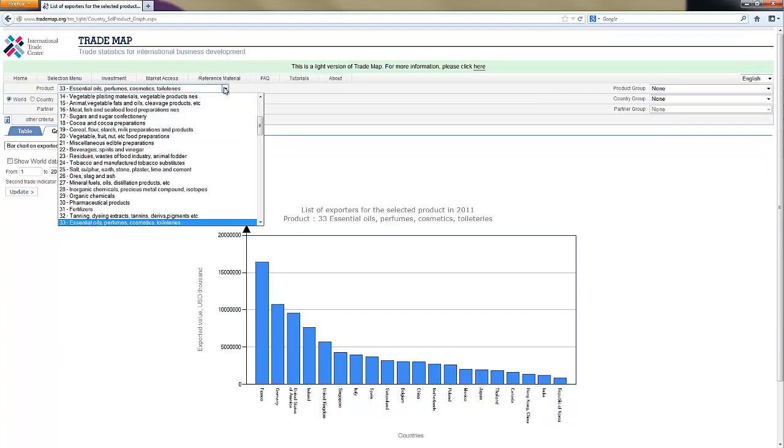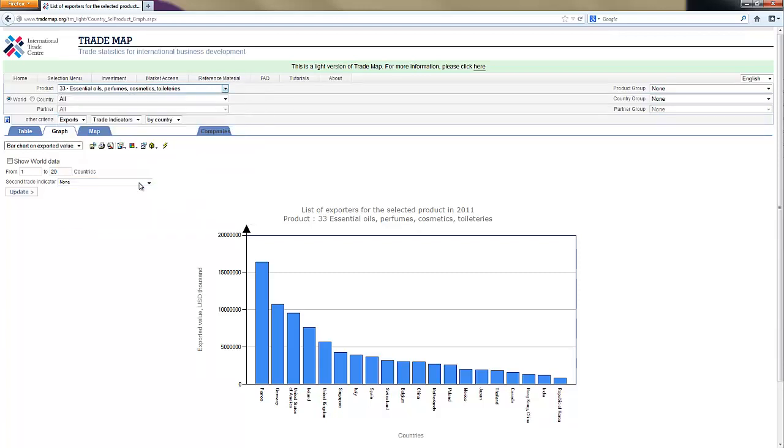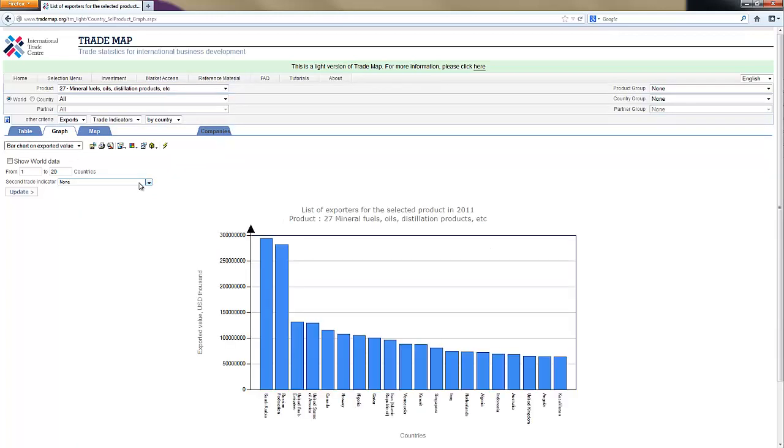Another interesting one is mineral oils and petroleum. So if we look at mineral fuels, oils, then we see that Saudi Arabia and Russia, they look like they have the absolute advantage when they're compared to all these other countries that are shown. Certainly it's obvious that Saudi Arabia and Russia have the advantage here.